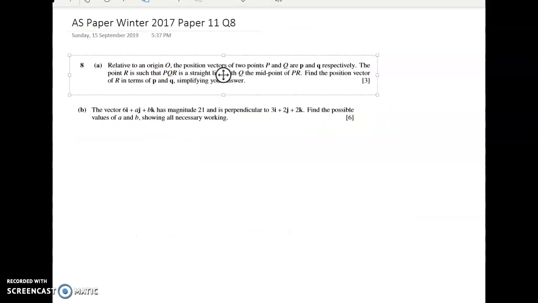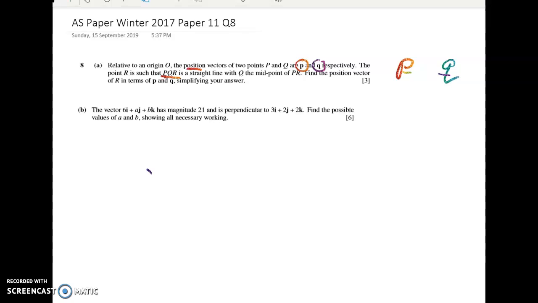I think it's always a good idea if you draw a picture to go with questions like the first one. So here's the first question. Relative to some origin O, the position vectors of 2 points P and Q are given by P and Q respectively. So I'm going to write those like that, P with a little underline and Q with a wee underline. The point R is such that PQR is a straight line with Q the midpoint of PR. Find the position vector of R in terms of P and Q, simplifying your answer.